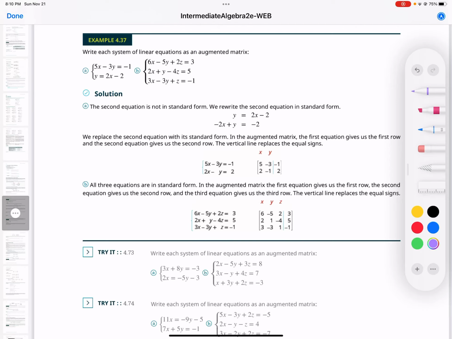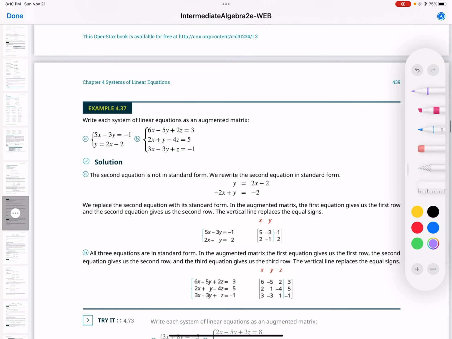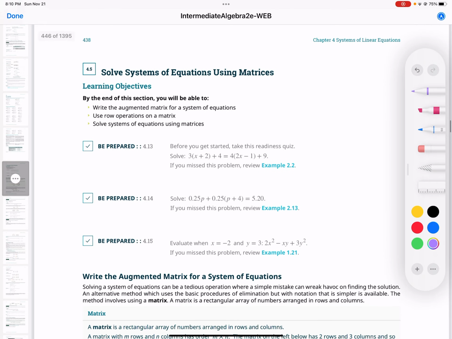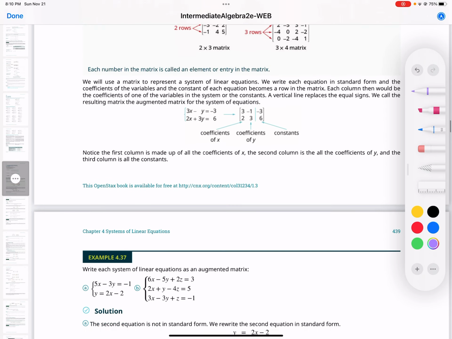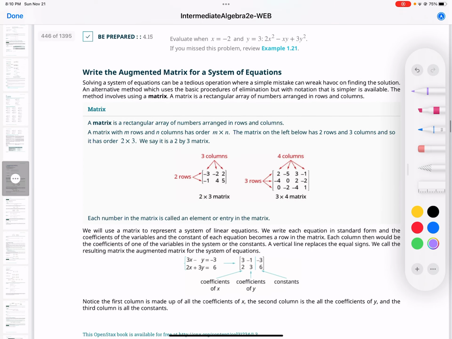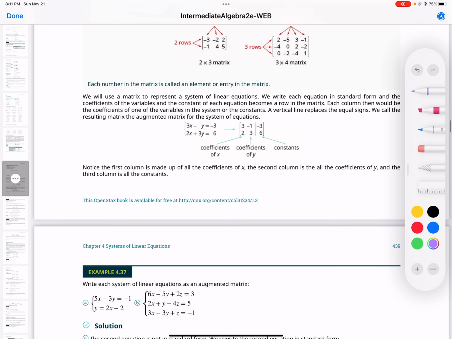Alright, I went straight to chapter section 4.7 when it's talking about systems of linear equations. Oh, sorry, when it's talking about solving systems of equations using matrices. You might remember having some problems like this, and we solved them usually by the process of elimination.